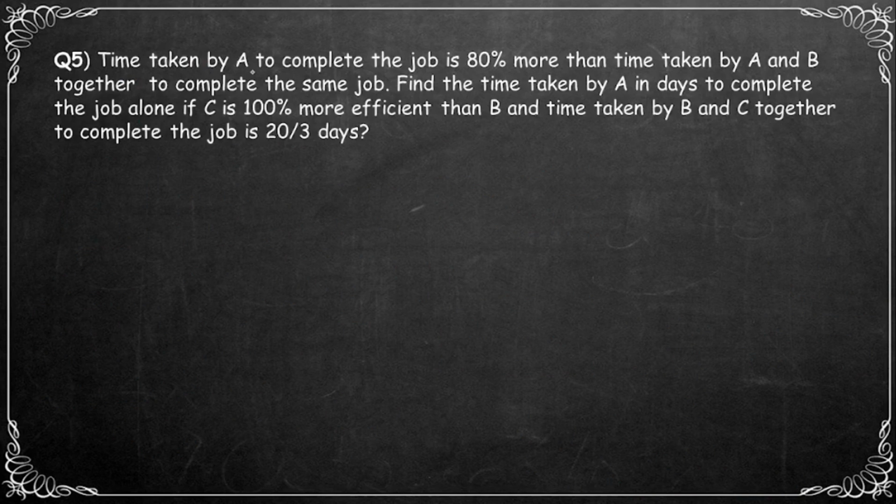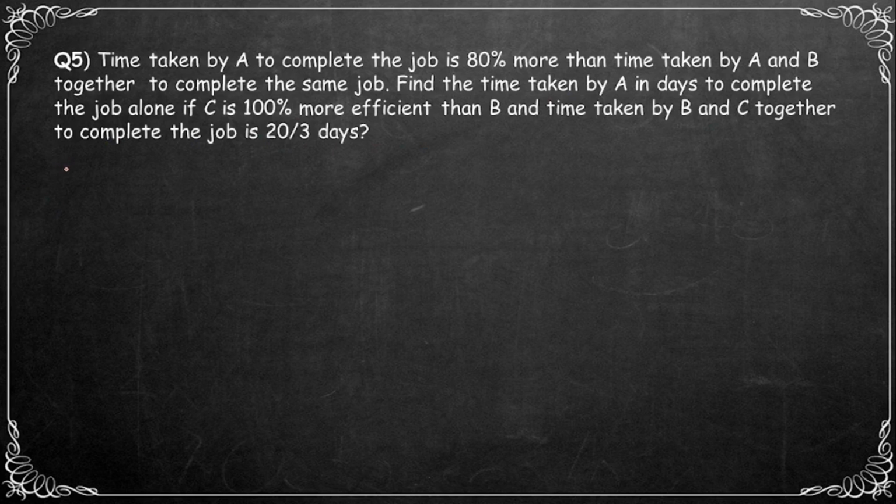Question 5. Time taken by A to complete the job is 80% more than time taken by A and B together to complete the same job. Find the time taken by A in days to complete the job alone. If C is 100% more efficient than B and time taken by B and C together to complete the job is 20 by 3 days.